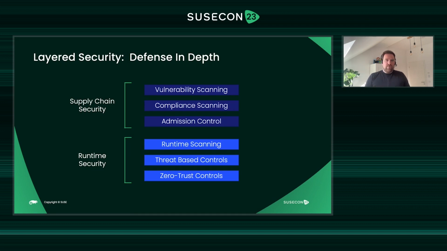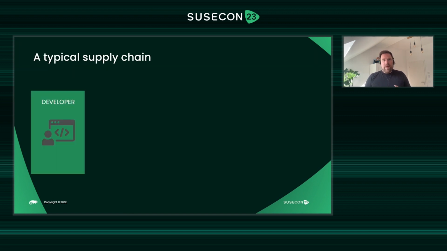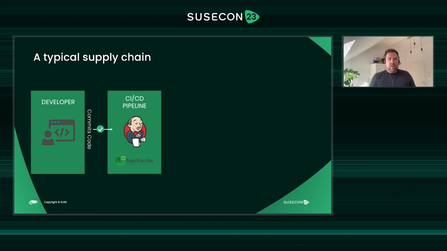Let's look into both of those in a bit more detail. First, let's look at the supply chain security. A typical supply chain for a containerized application looks like this. You have the developer that writes some code, and at some point they commit it to a version control system. Next, there is some kind of CI/CD pipeline that starts to run, executes some tests, builds a container image, and at some point pushes it into a registry.